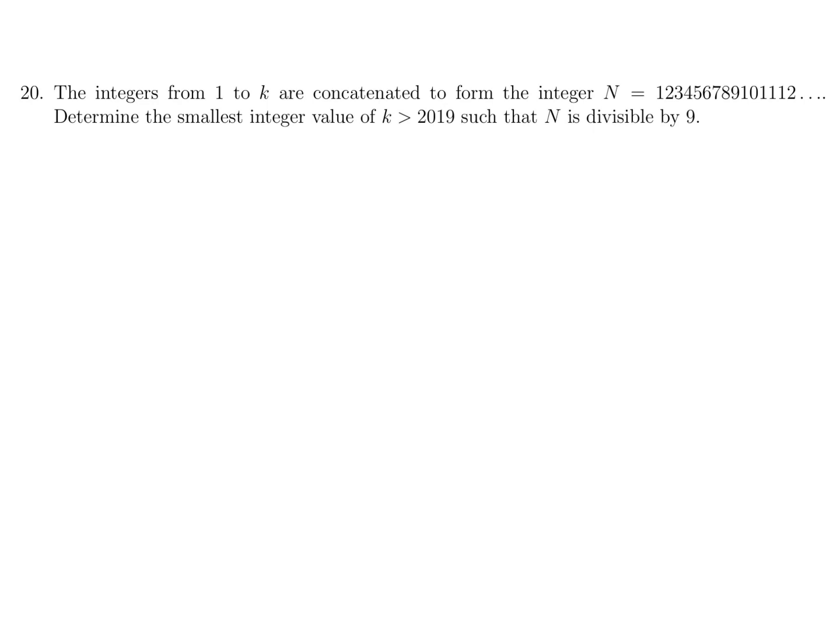The integers from 1 to k are concatenated to form the integer n equals 123 and so on. Determine the smallest integer value of k greater than 2019 such that n is divisible by 9. Oh boy.